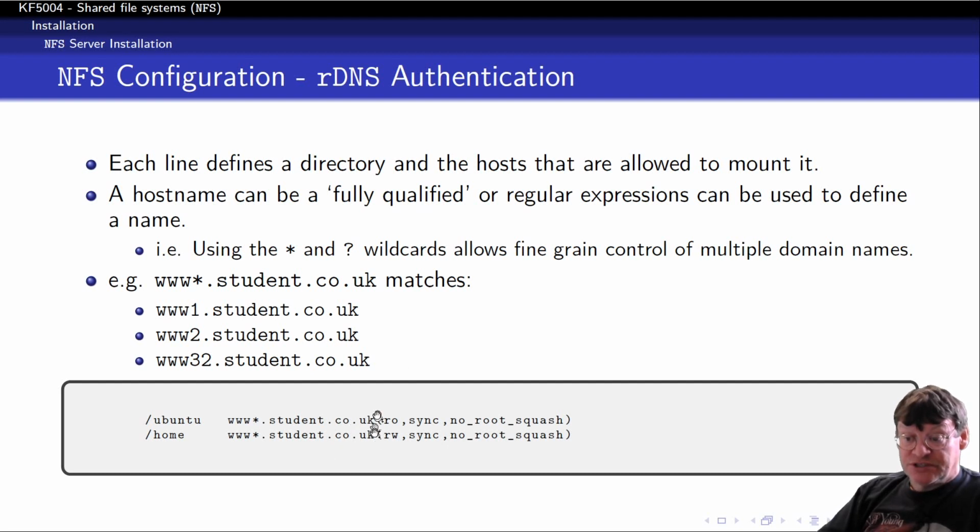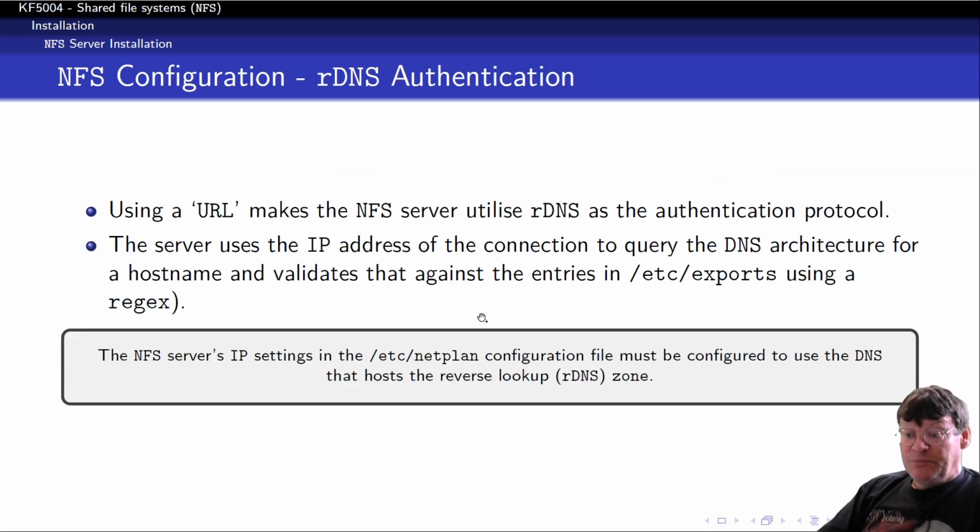Now again, notice there's no space between that expression and the options. Basically, the URL is being used by NFS. So how does it do a reverse lookup? Well, if you wanted to do a reverse lookup and to be able to check all of these regular expressions in the exports file, you must make sure that the NFS server is actually using the DNS server that holds that RDNS zone. So this is quite an odd one because we're now linking services.